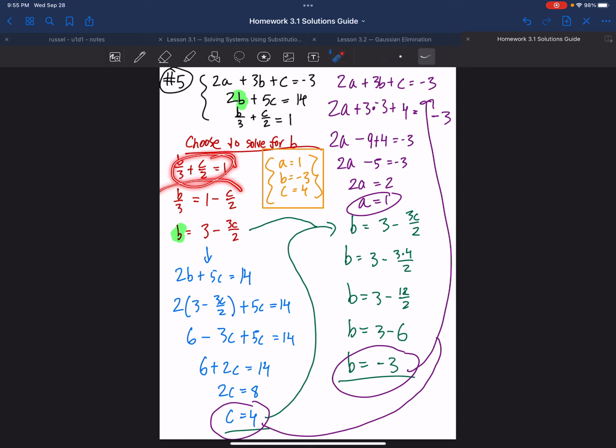You dealt with them here, you dealt with them here, you dealt with them here. But at this point, it cancels. There's no more fractions after that point. And then there's like no fractions pretty much anywhere else. I mean, okay, maybe here, but that's a whole number, so, right?